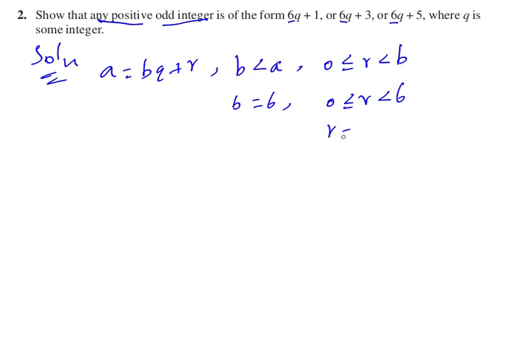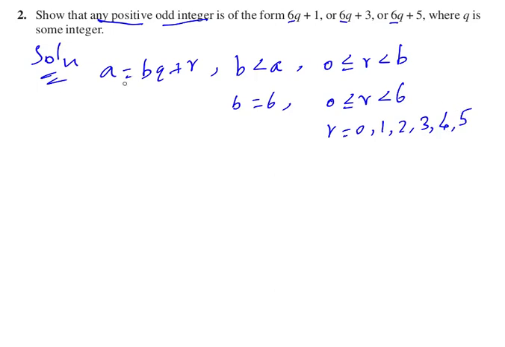So r equals 0, and r can be greater than 0 also. Greater than 0 means 1, value 1 we can take, 2, 3, 4, 5. 6 we should not take. Why? Because r should be less than 6. So up to 5 we can take, 6 we should not take. So the value of r will be 0, 1, 2, 3, 4, 5.